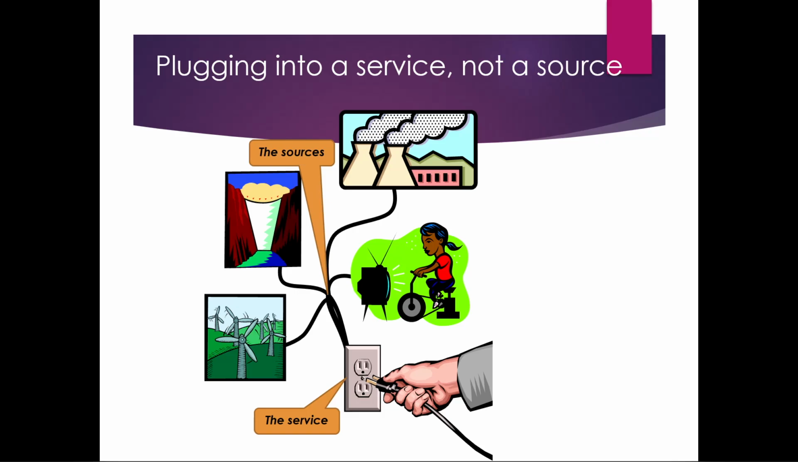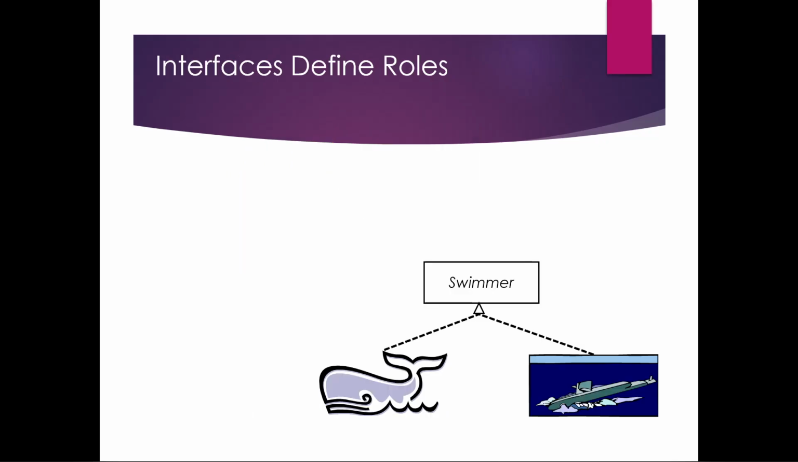So an interface defines a role that something plays. When we see this swimmer interface here, we can see that submarines and whales are both swimmers. They both have that behavior to swim. You might not think of a submarine as swimming, but that's essentially what it's doing, right? But fundamentally, a whale is a mammal, and the interface allows the whale to be both a mammal and a swimmer. There are certain types of mammals who swim, but not all mammals swim.